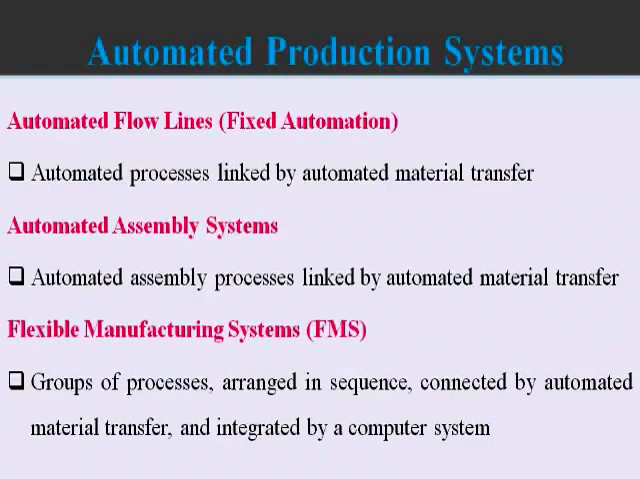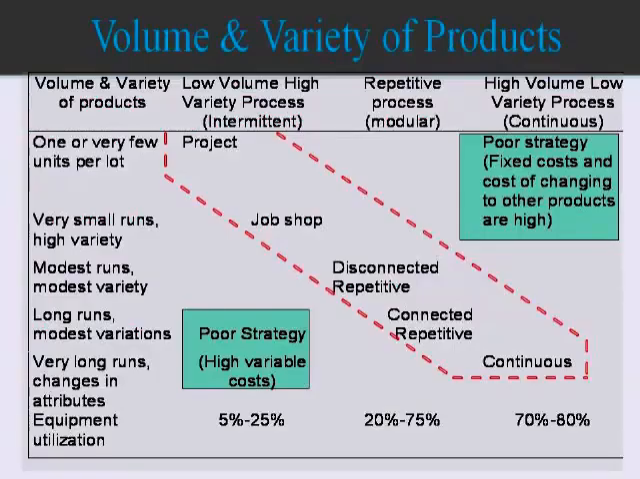On the other hand, we have automation like fixed automation and automated processes like automated material transfers, as in mass production systems, and automated assembly systems, with processes linked by automated material transfer, and then they all developed into flexible manufacturing. A group of processes arranged in sequence, connected by automated material transfer and integrated by a computer system, is a typical FMS. I have been telling you that FMS is a mid-volume, mid-variety production system.